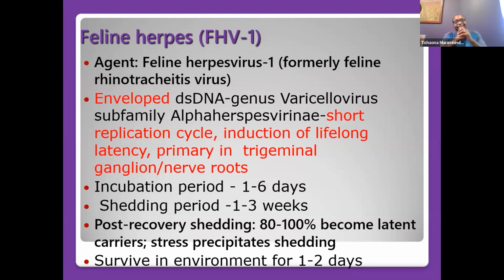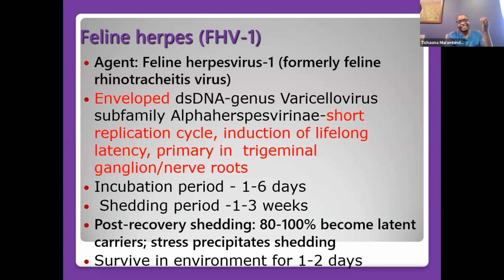So to understand this disease, you have to understand the microbiology part of it, like the agents that are causing this feline herpes virus. So the agent that causes it is called the feline herpes virus 1. So formerly, for people who have graduated a little while ago, they used to call it the rhinotracheitis virus, okay? So it's an enveloped virus. Why is it important to know that it's an enveloped virus?